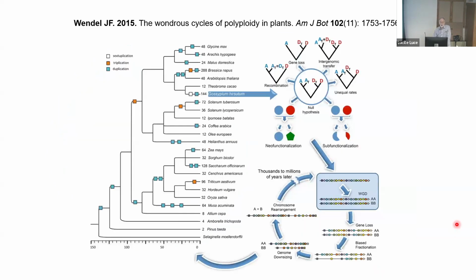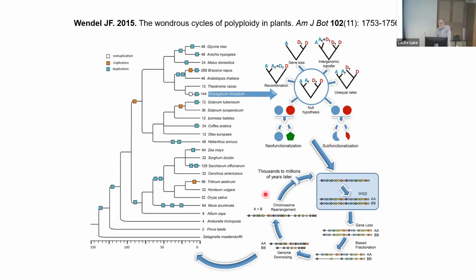So my friend Jonathan Wendel published a very nice paper on this some years back, and he calls it the wondrous cycles of polyploidy in plants. It's for us enthusiasts about polyploidy. We think of it as a wonderful sort of thing. But what we see is this cycle. Here are a whole bunch of different polyploidy events across the tree of life. And we have all sorts of events that happen as concomitants to that.